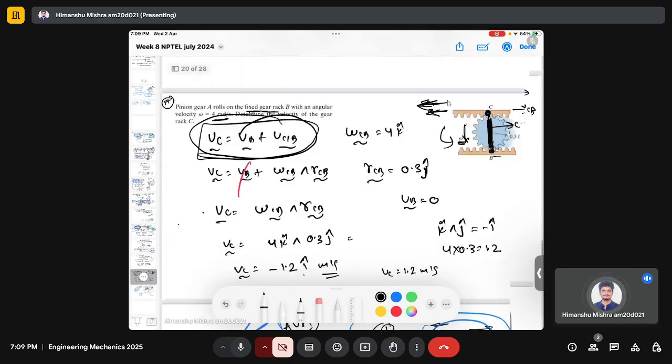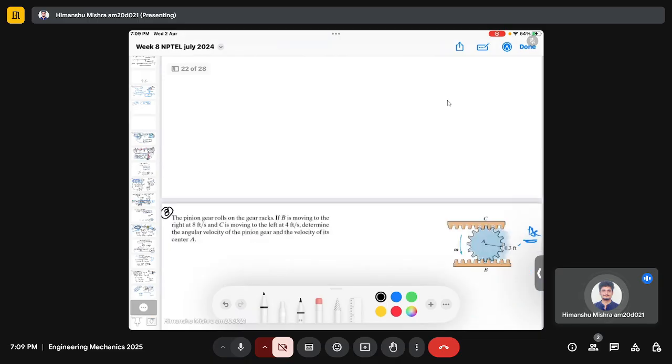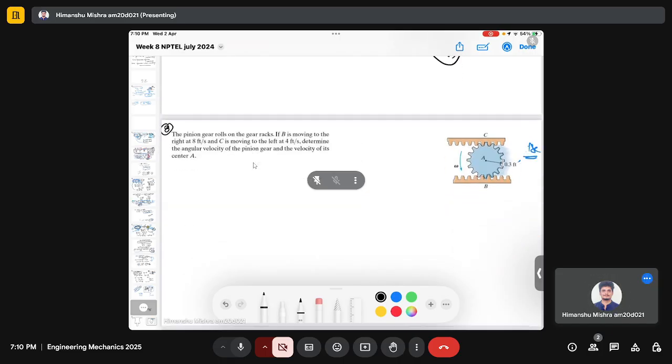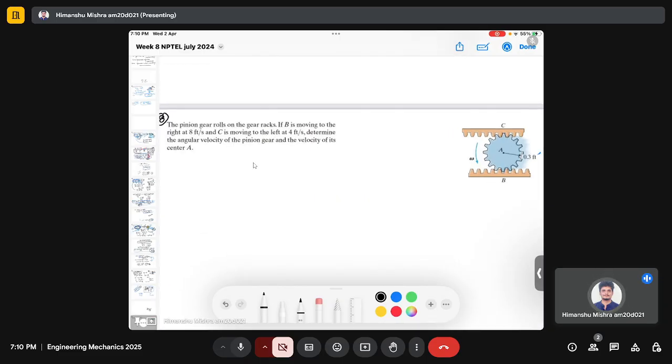This question is similar to the previous one. In the previous question we were given the angular velocity, but we were asked to calculate the translation velocity. Here the opposite is given. We are given the translation velocity, but we need to find the angular velocity of the pinion. So there are two parts in the question. First we need to find the angular velocity of the pinion, and then we need to find the velocity of center A. So we will be using a similar relation.